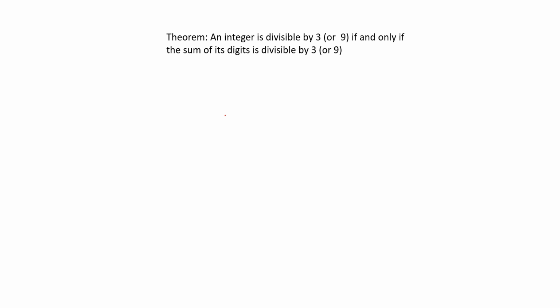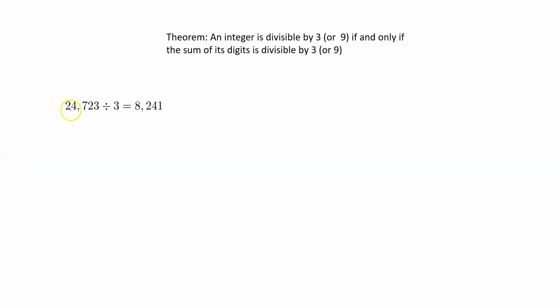So the theorem of how this works with 3 and 9 is that any integer, any whole number, is divisible by 3 or 9 if and only if the sum of its digits is divisible by 3. Again, this can potentially be confusing, so just to clear it up, let's do a couple of examples.